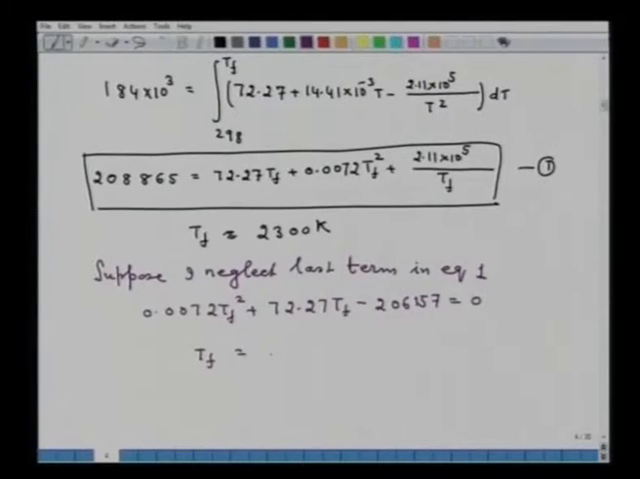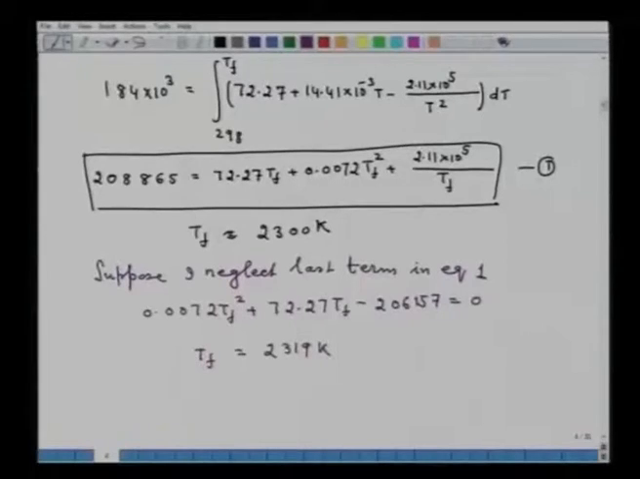Straight away by the quadratic formula, Tf will be equal to minus b plus minus square root of b square plus 4ac, divided by 2a. If I solve it, the value of Tf comes out to be equal to 2319 Kelvin. So, you note the difference between when you consider Cp equal to A plus BT plus C by T square in your Tf calculation, and when you neglect C by T square, there is a difference of 19 Kelvin between the two values.